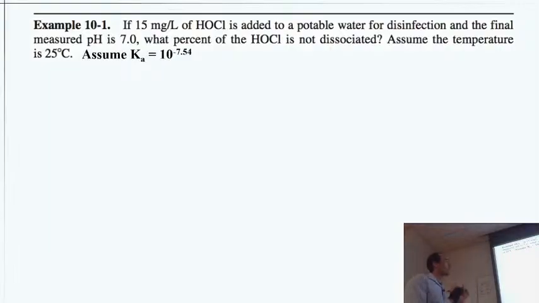Take a moment and consider this scenario. If 15 milligrams per liter of HOCl is added to potable water for disinfection, the final measured pH is 7. What percent of this HOCl is not dissociated? Assume temperature is 25, which means we're going to take the Ka value to be 10 to the negative 7.54.